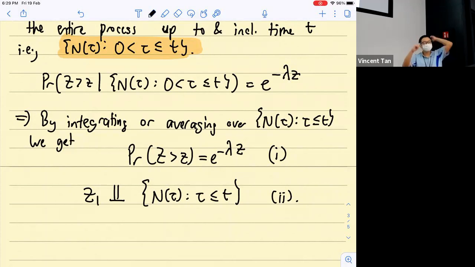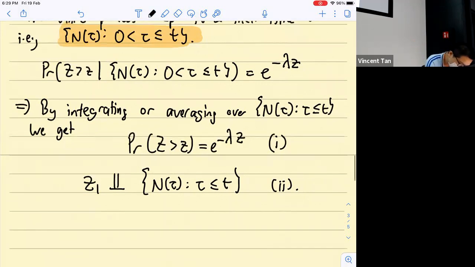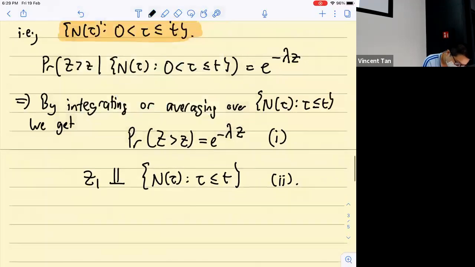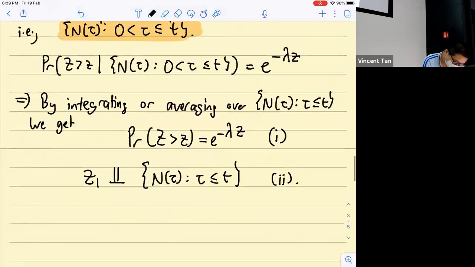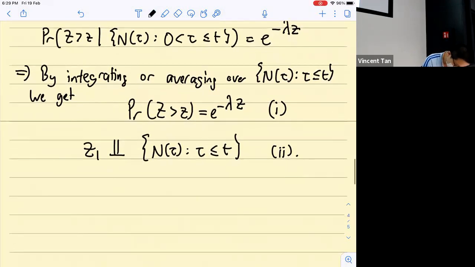Any questions? What exactly are you averaging for? Okay, maybe very fast. You write the event N tau for 0. It's not an event, it's a random process. Okay, so thank you, but it's not an event.